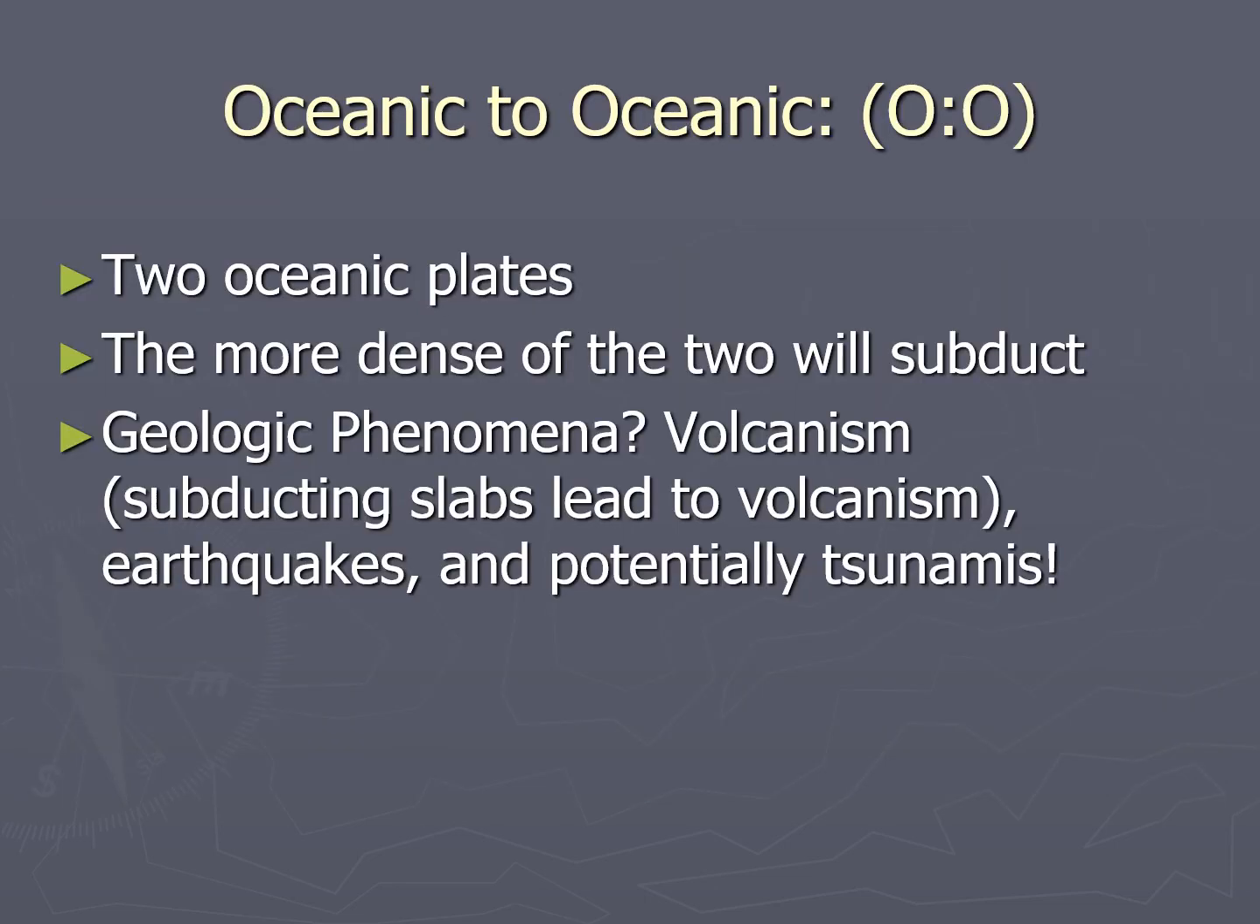Okay, so our second type of convergent plate boundary is called ocean to ocean. They're both oceanic plates. So who decides, who wins the battle? Well, the answer is that one of those plates will be older and therefore more dense than the other. So the more dense of the two will subduct. What are you going to get? Active volcanoes, of course, earthquakes, and potentially large tsunamis.